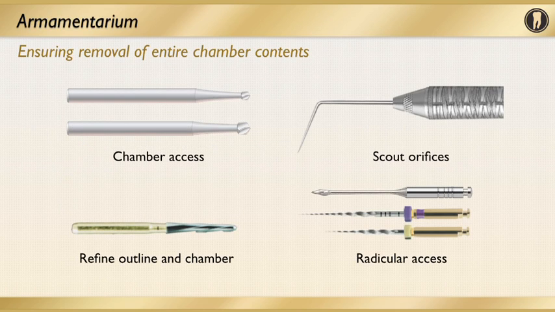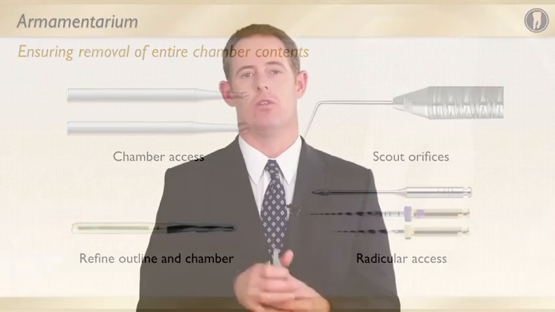Here's your armamentarium. You have your access burrs, the 330 long, the number 2 round. I even use surgical length, the long burrs. I'll use a surgical length number 2 or a surgical length half round burr. And the reason I like surgical length is when you get deeper into a calcified access, you can't find the pulp chamber and you're getting deeper and deeper and deeper.